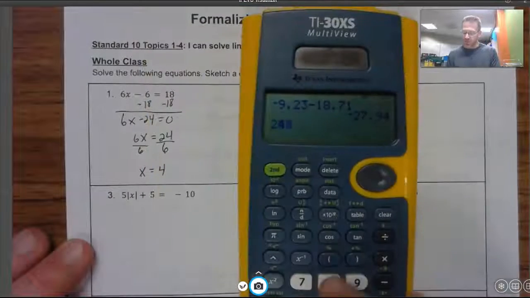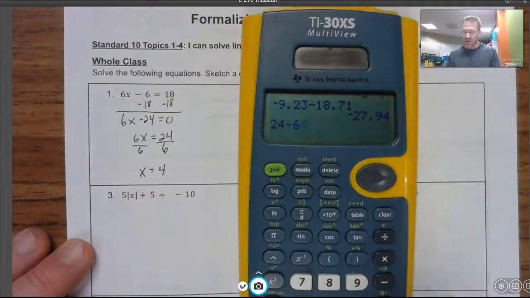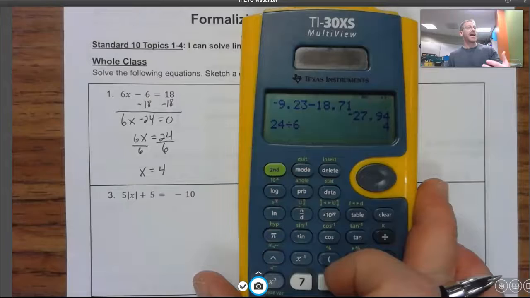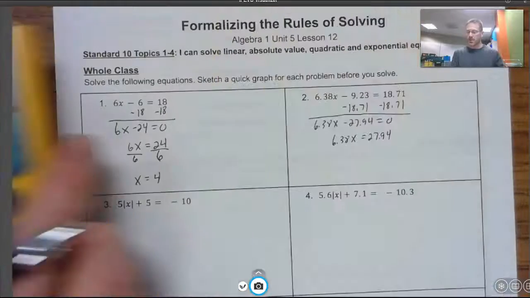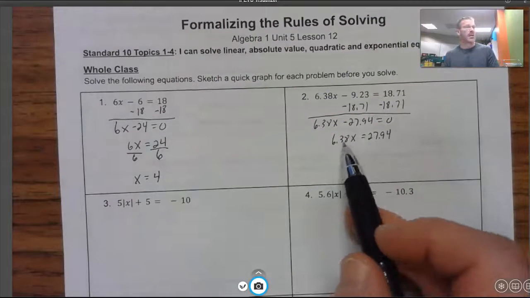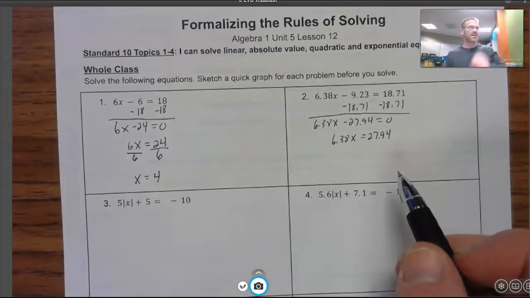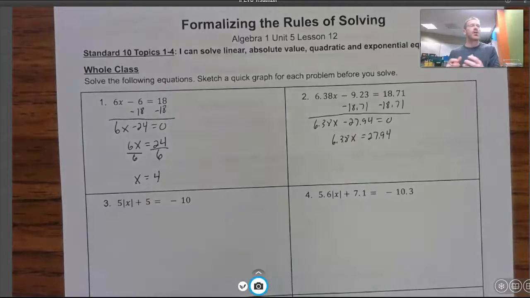All right, and then if I do 24 divided by 6, that is where my 4 comes from. Now, if you don't know the fact, we have to undo the operation. So now come over here. 6.38 times something is 27.94. I have no idea what that fact is. I can estimate it, but I don't know what it is.